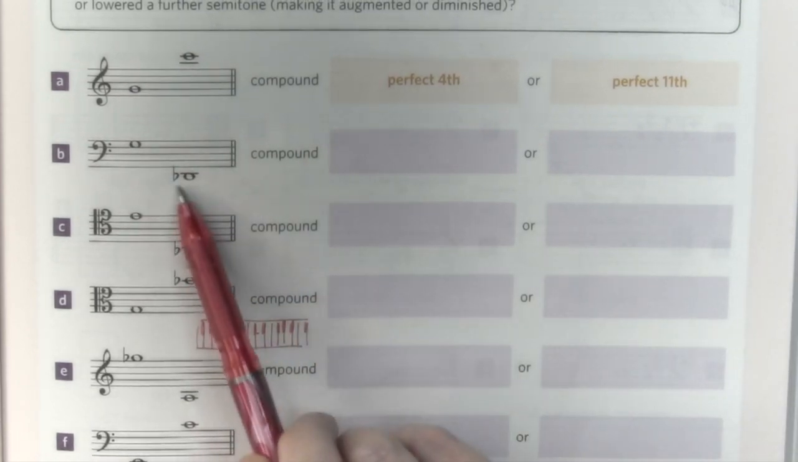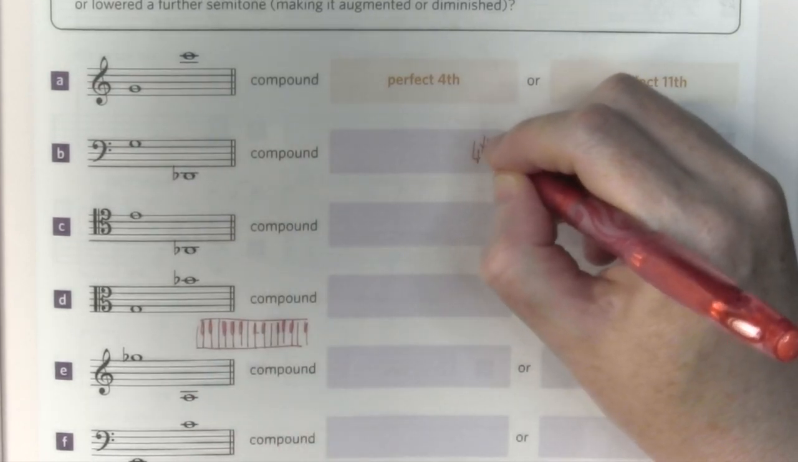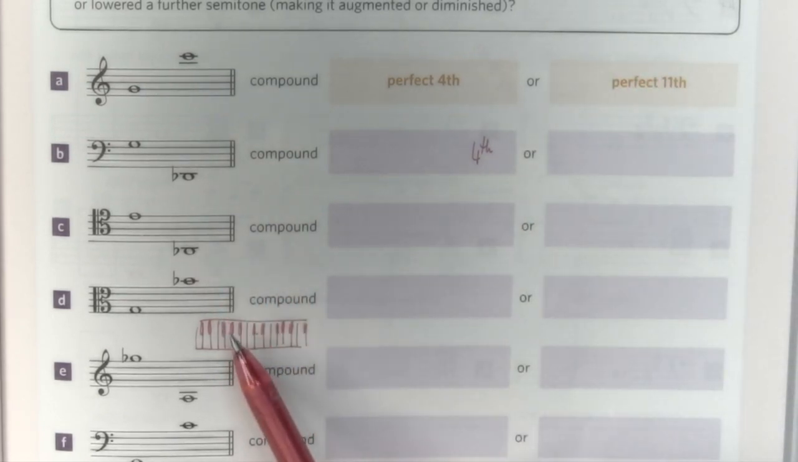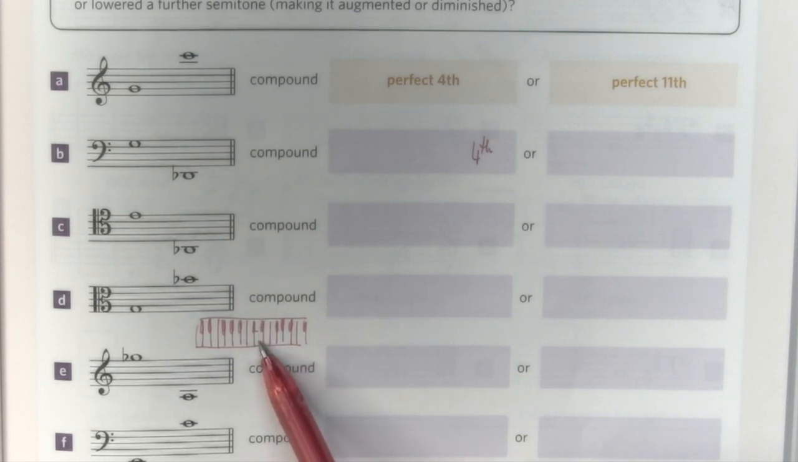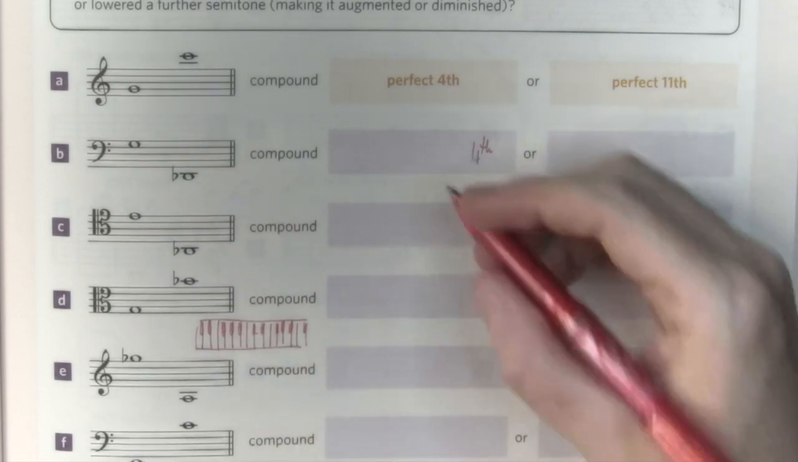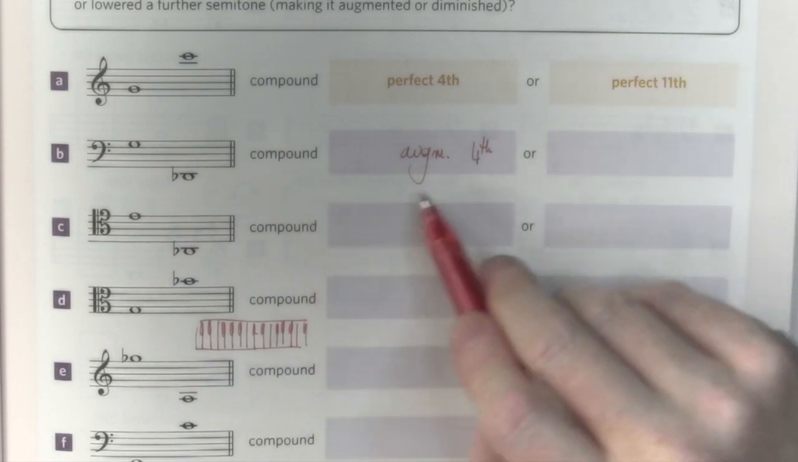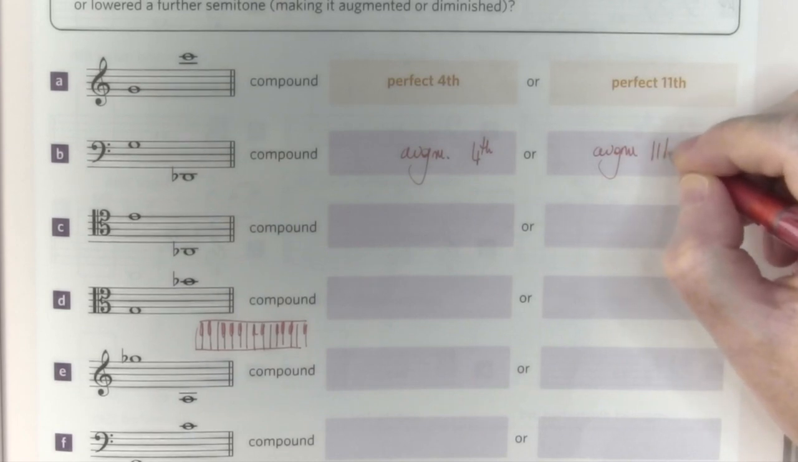Okay. So, re flat, sol is a fourth, we said. Is it perfect, diminished, augmented? We shall see. A fourth is two tones and a half. So, one, two, and a half. And that will make it D. But we have D flat. So we increase the distance, therefore it's augmented. Now, a compound augmented fourth becomes an augmented 4 plus 7, 11th.